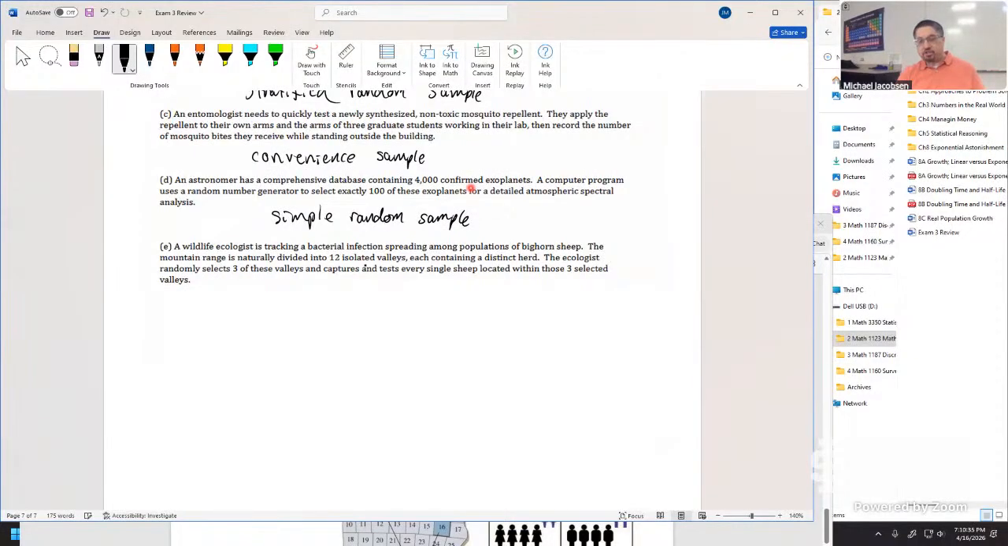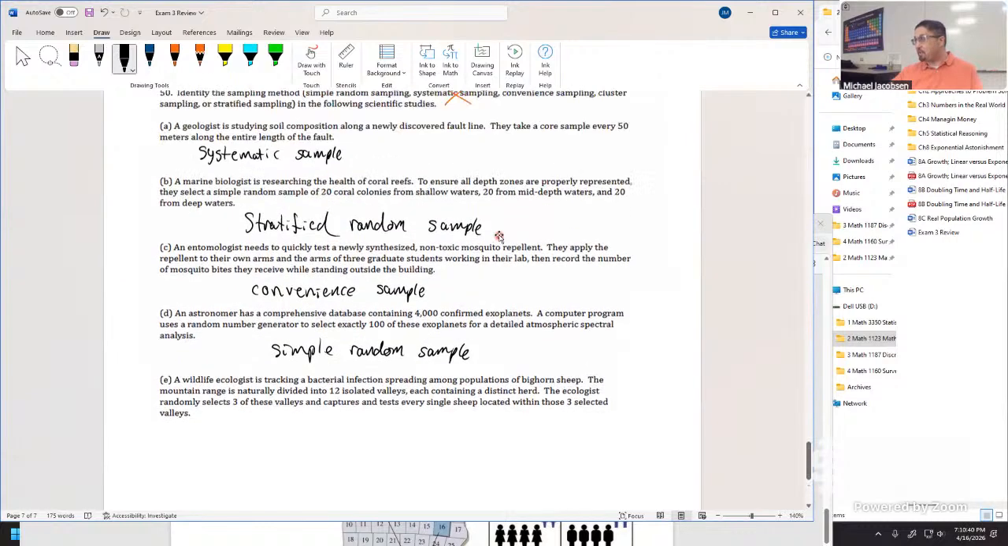I just noticed looking at the clock, we are over time. Sorry about that. I got kind of excited and carried away on these problems.